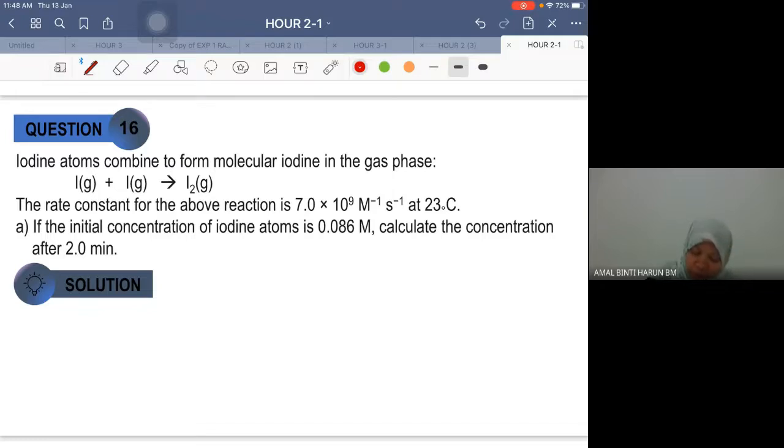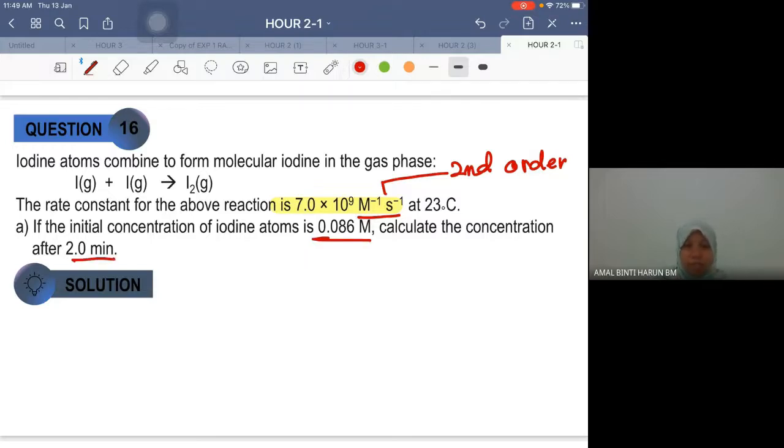Untuk reaction ini, maksudnya iodine atom combine with the iodine atom producing molecule iodine. Okay. Diberi rate constant, this one. Based on the rate constant, we look at the unit, it is second order. Second order reaction. How do we know? Kalau dia tak bagi tahu pun kat sini. Dia bagi tahu tak? Tak ada pun, tak apalah. If the initial concentration of atom, initial dia 0.086, calculate the concentration after 2 minutes.